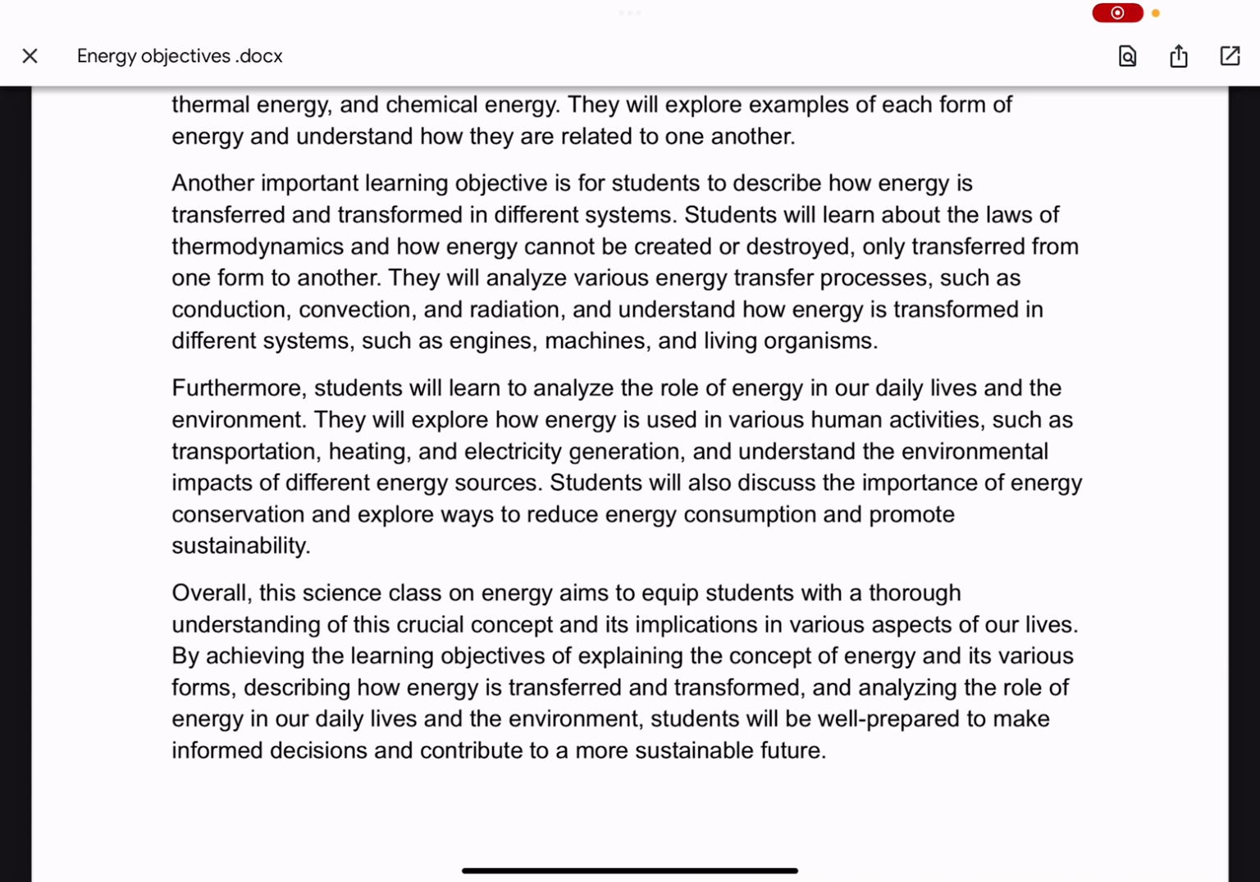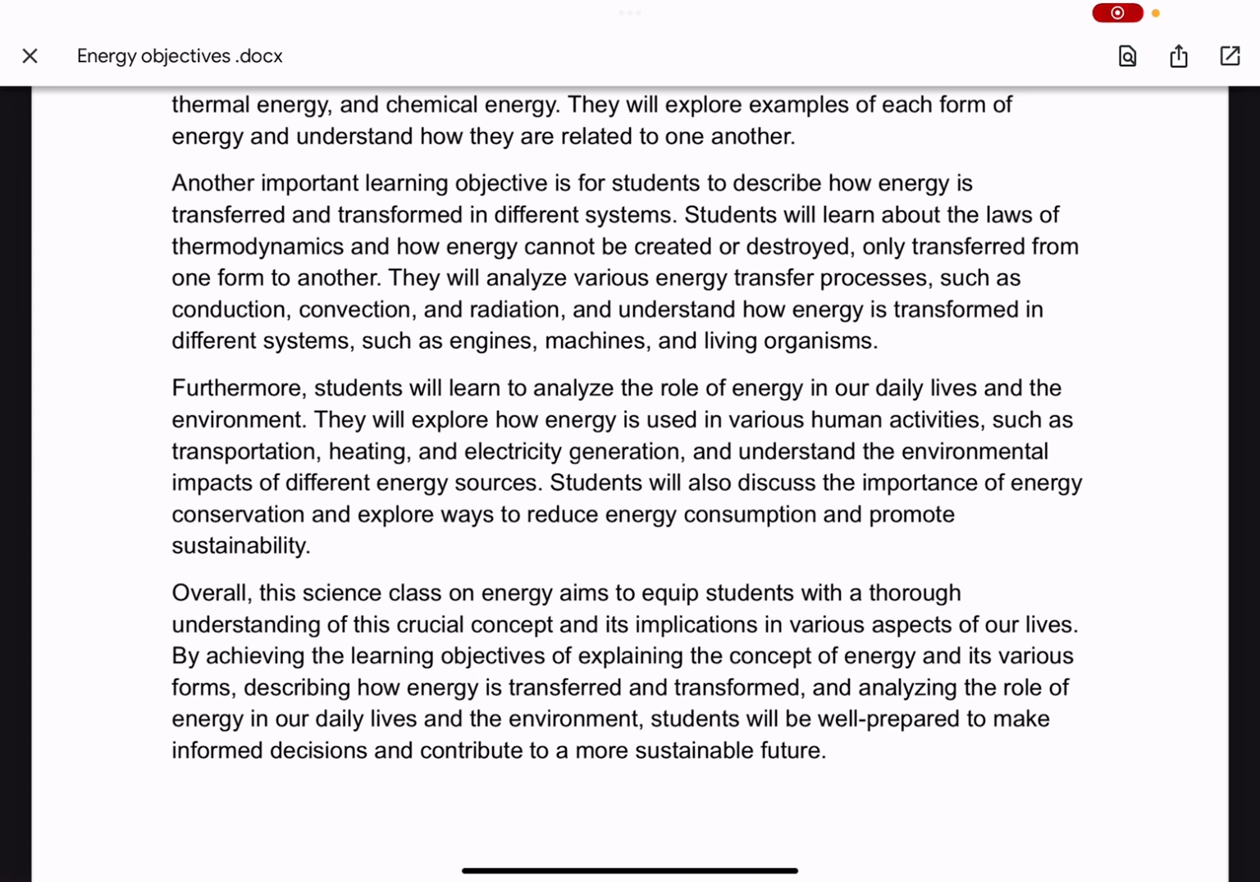Furthermore, students will learn to analyze the role of energy in our daily lives and the environment. They will explore how energy is used in various human activities such as transportation, heating, and electricity generation, and understand the environmental impacts of different energy sources. Students will also discuss the importance of energy conservation and explore ways to reduce energy consumption and promote sustainability.